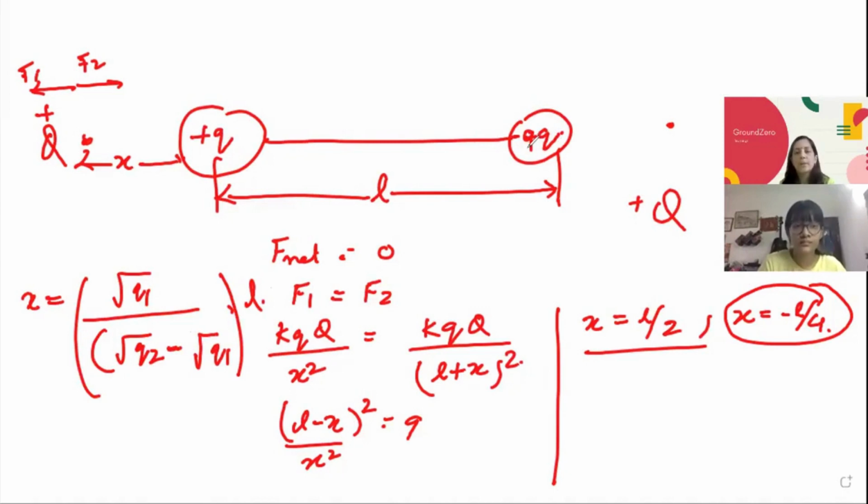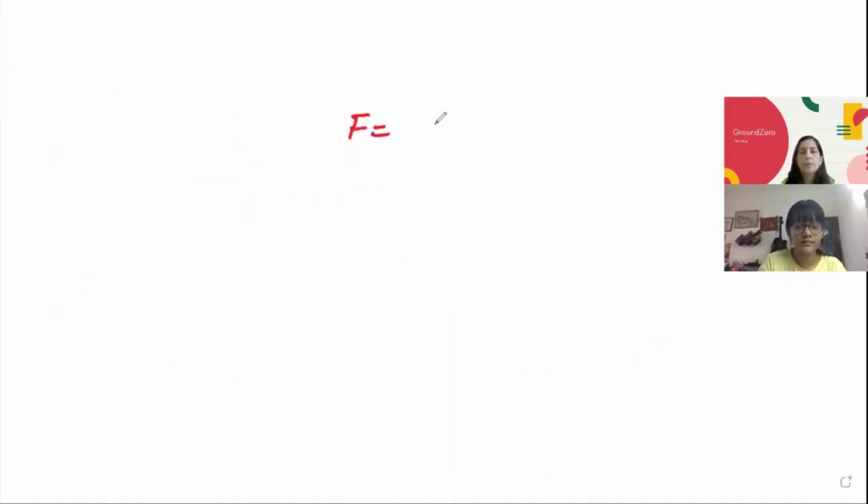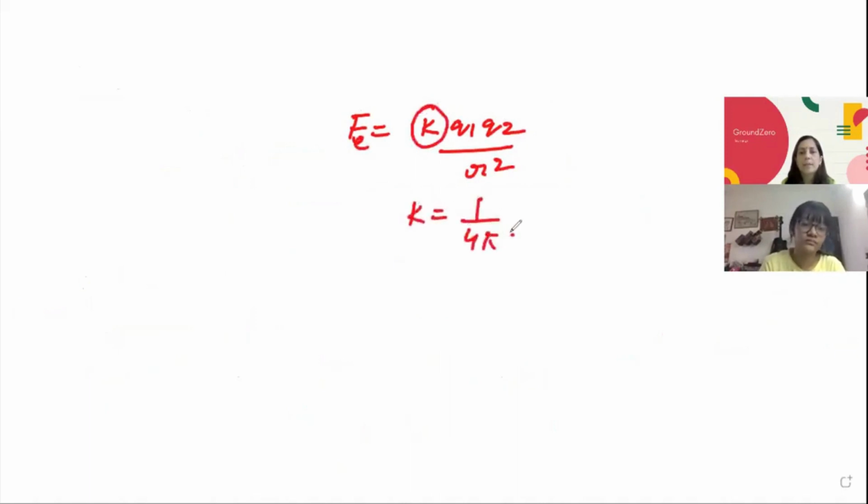So what is the permittivity of a medium? We had got an equation, F is equal to K, this is Coulomb's law, right? So we know this force, the electrostatic force, is medium dependent. K is equal to 1 upon 4 pi epsilon, right? So this is known as the permittivity of the medium. So what do you mean by permittivity?